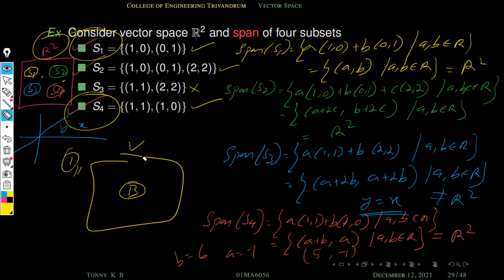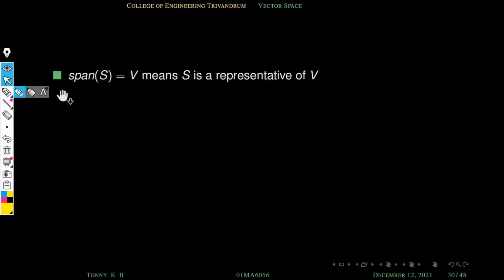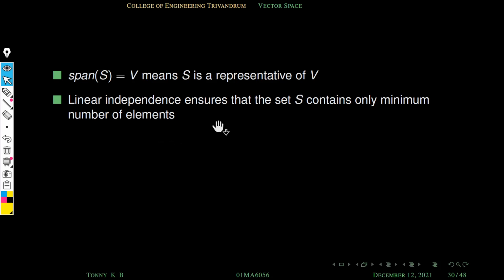So how to describe this best and span? That is the concept of basis. So now we are ready to define the basis. Span of S equal to V means S is a representative of V, and linear independence ensures that the set S contains only the minimum number of elements.